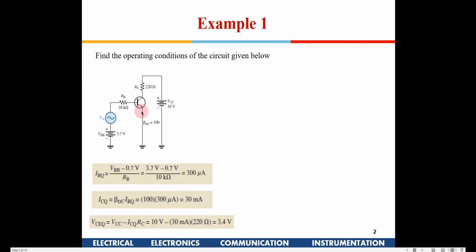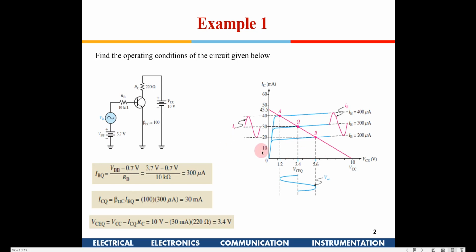So if you remember these two conditions, that if this junction is forward biased, you have to cater for 0.7 volt across that, and also IC is beta times IB, then you can compute the operating point. This is what is shown graphically. The operating point VCEQ is at 3.4 volt.